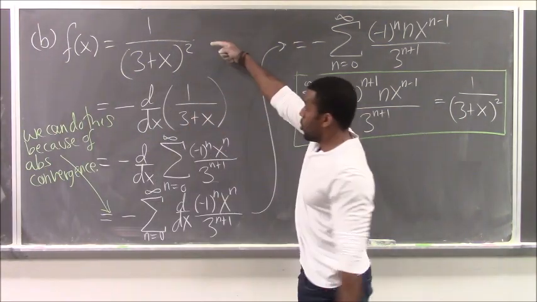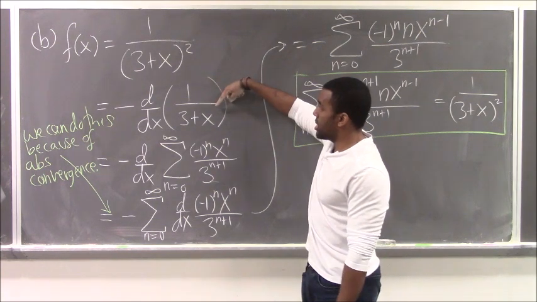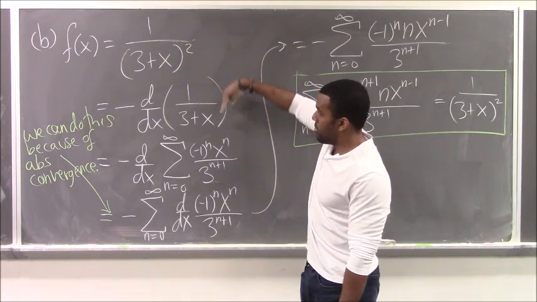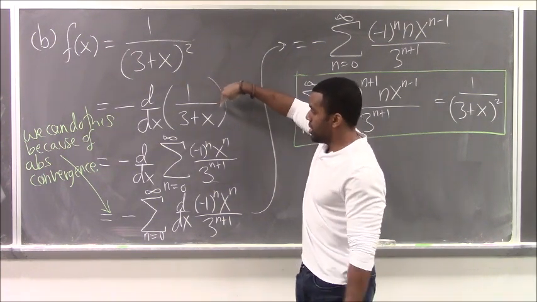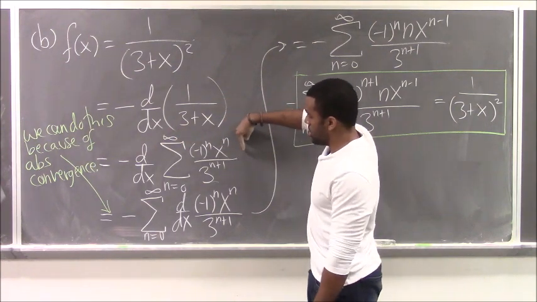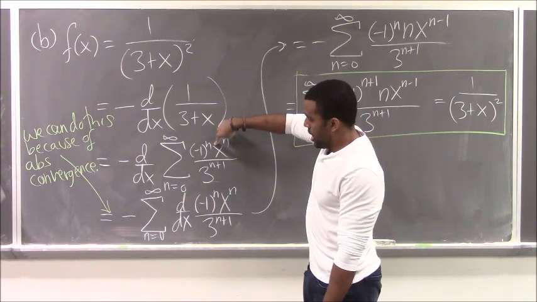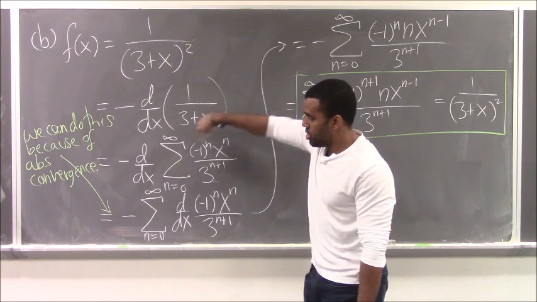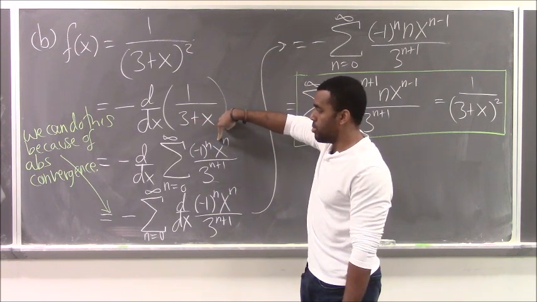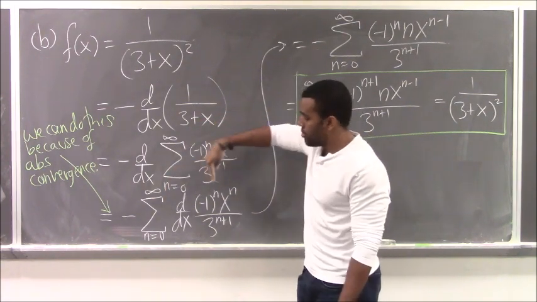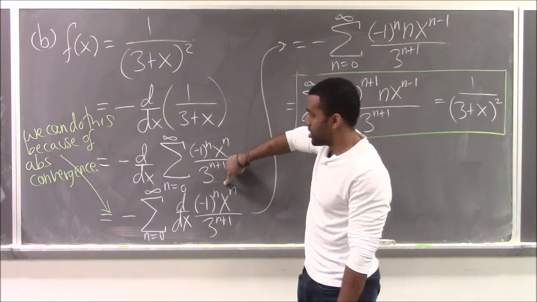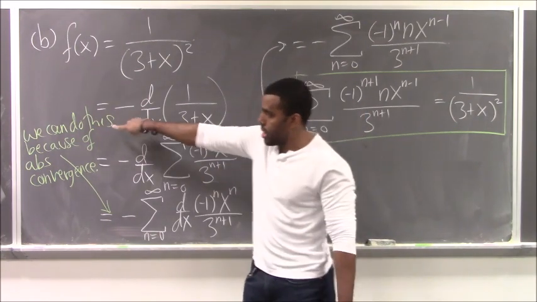So, one connection between this and the one we had before is a derivative. It's just a negative derivative. So we have the negative derivative of this series because we know that's this series. And then, how do we actually find the derivative of this infinite sum? Well, it's the sum of the derivatives of the infinite sum because we have absolute convergence.